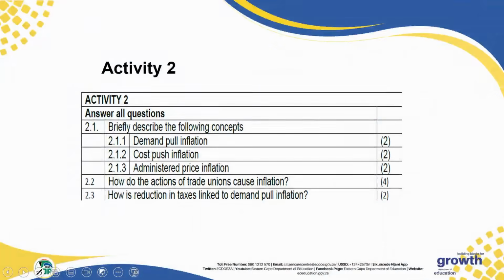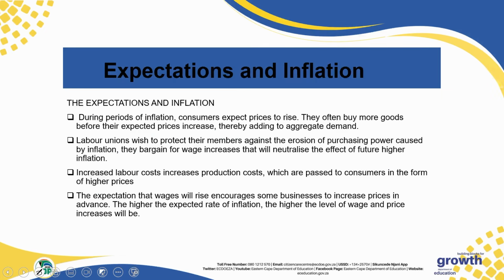Here is another activity that we have included. In this activity, you will be answering the following questions. Describe the concepts that we just explained: demand pull, cost push, administered price inflation. Also, answer how the actions of trade unions cause inflation, and how a reduction in taxes is linked to demand pull inflation. You may also write your answers in the comments.